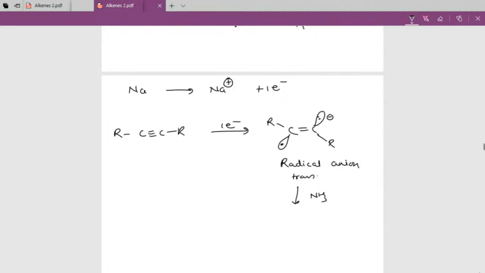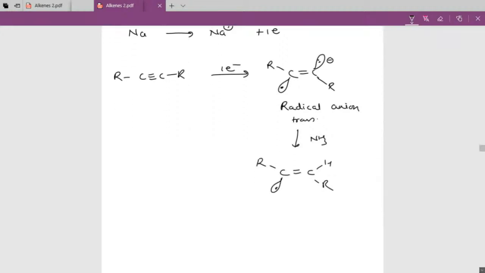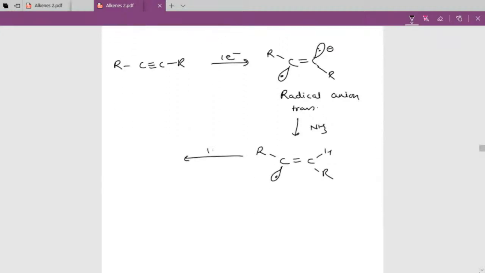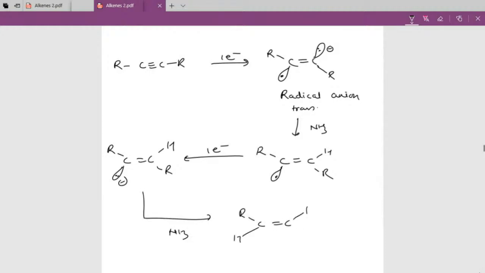Now ammonia gives H to the alkene. So H comes. As rotations are restricted, so positions remain the same. Once again an electron is added, a minus charge is there, and now you add ammonia, RCH double bond CHR. Trans alkenes are formed.